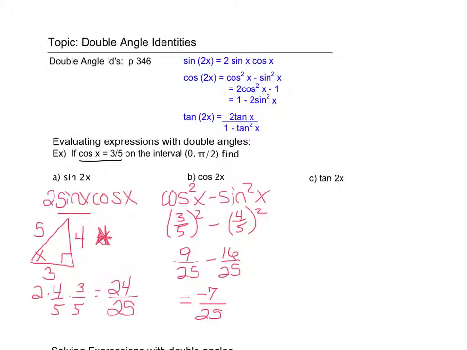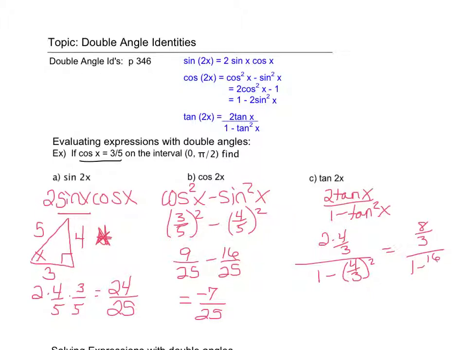Finally, looking at tangent of 2x, I have one formula to use. It's 2 times tangent of x over 1 minus tangent squared x. So I haven't found tangent of x yet, but going to my triangle here, all I'm going to do is take opposite over adjacent, SOHCAHTOA. So opposite over adjacent is going to be 4 over 3. So I'm going to get 2 times 4 over 3 all over 1 minus 4 over 3 squared. Well, that gives me 8 over 3 all over 1 minus 16 over 9.